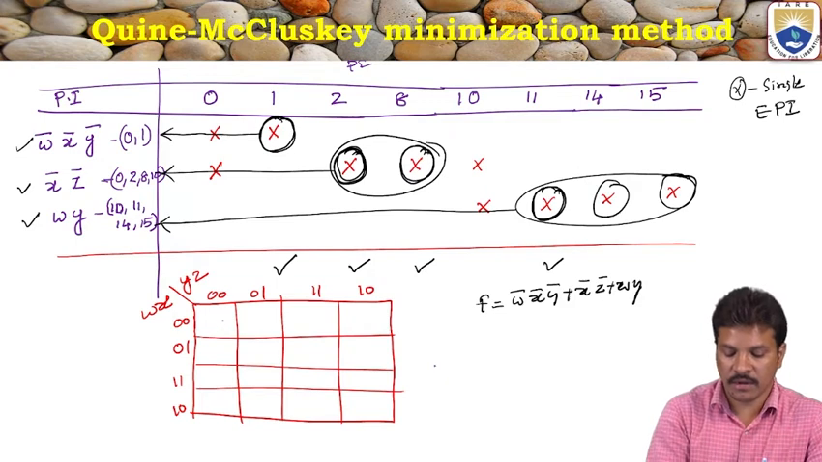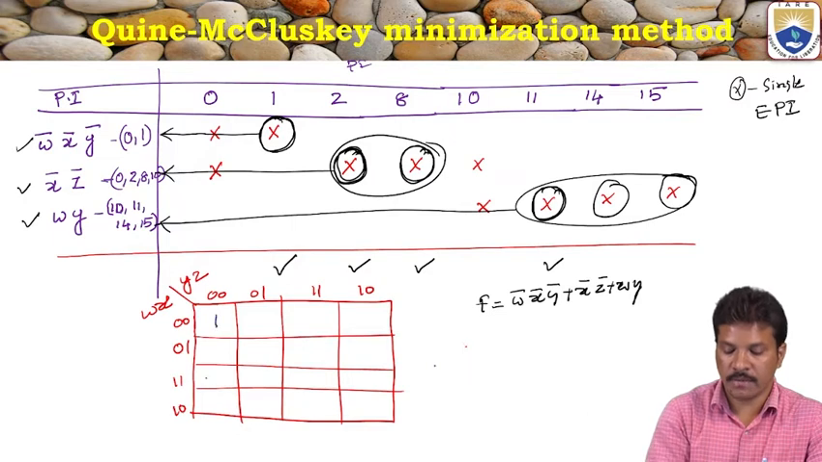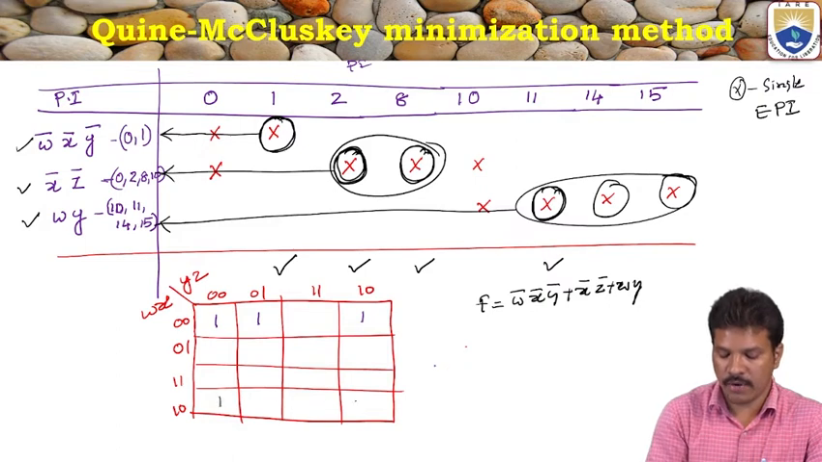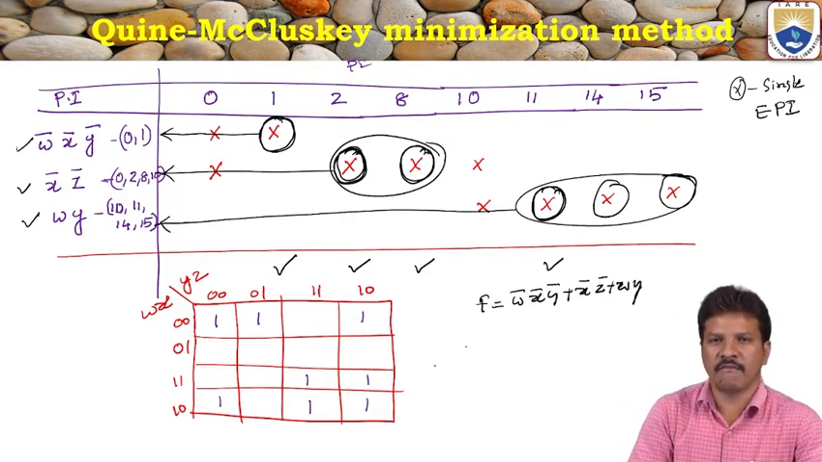And what are the minterms? We can take the minterms: 0, 1, 3, 2; 4, 5, 7, 6; 12, 13, 15, 14; 8, 9, 11, 10. So how do we group this according to the Karnaugh map?